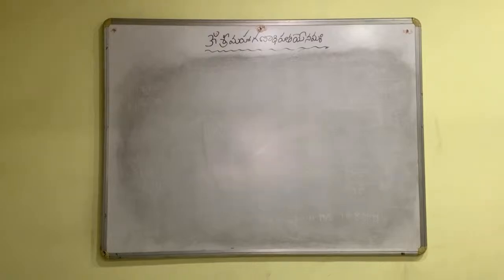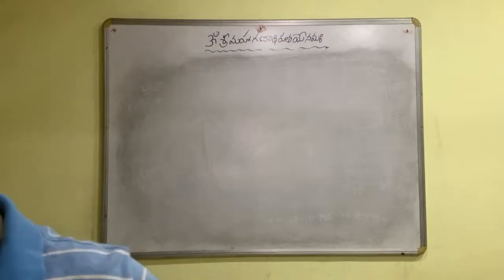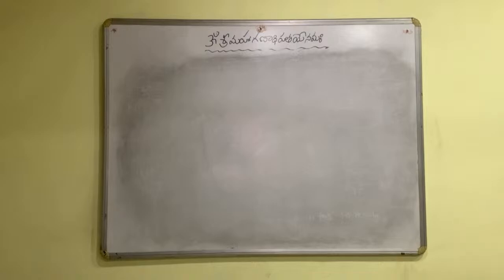Find the least number of square tiles required to tile the ceiling of a room 15 meters 17 centimeters long and 9 meters 2 centimeters broad. Least number, least, minimum. If you heard these words, what do you have to find out? LCM, you have to find out.